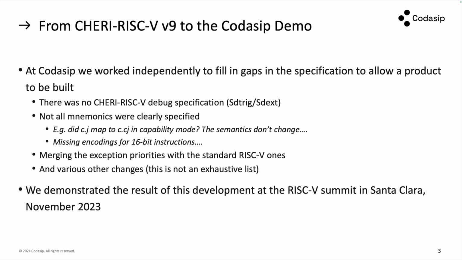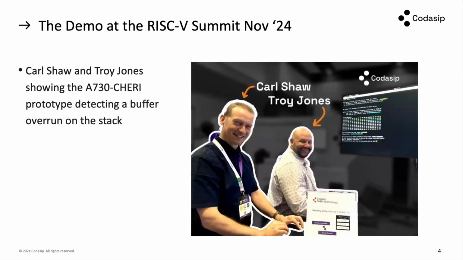We built a Linux-capable Cherry core, which we demonstrated at the last RISC-V summit with a lovely picture of Carl, who's here somewhere. I can't see him. Oh, he's waving, he's up there. So we showed that off on our A730 core, dual issue in order, Linux capable. And not a fake demo, it was a real demo, showing off detecting a buffer overrun on the stack, and showing that it was better than a stack canary because it trapped synchronously instead of waiting for function return. I'm sure Carl will tell you more about that during the break if you're interested.